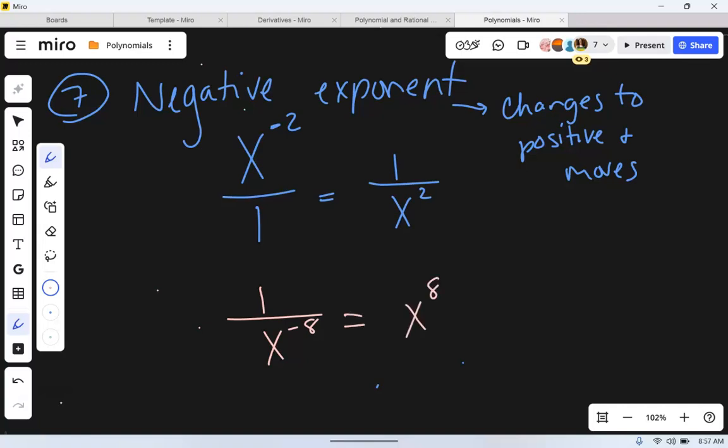Now, negative exponents are bad. We never leave exponents as negative. We always change them to positive, and we always move them. Everybody okay with all 7 properties? Going once. Please clear your desk for a quiz. Just kidding. Okay, let's do a couple examples.